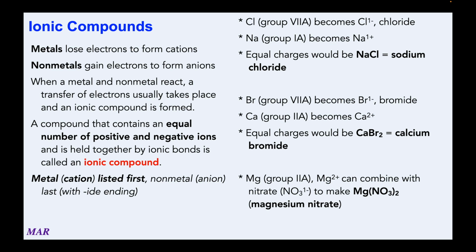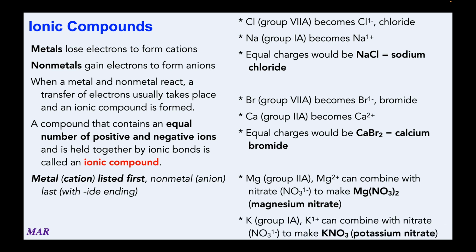Now notice the use of parentheses. If there's more than 1 polyatomic ion, you use parentheses. Otherwise, you never use parentheses. Only if there's more than 1 polyatomic ion. Here's an example of that. Potassium and nitrate would be a +1, -1. That would be written KNO3, potassium nitrate, no parentheses. Only use parentheses if there's more than 1 polyatomic ion. That's really important in chemistry.